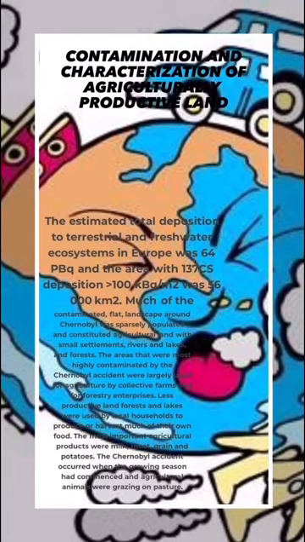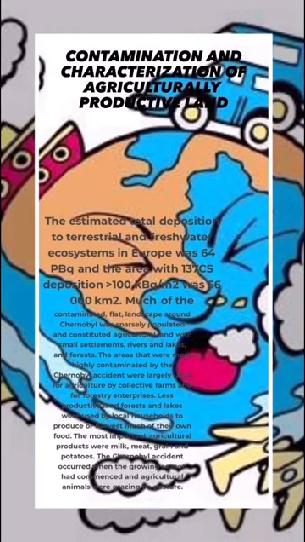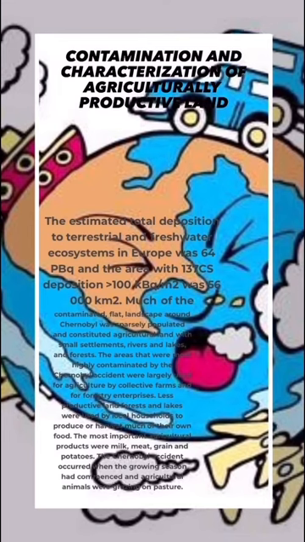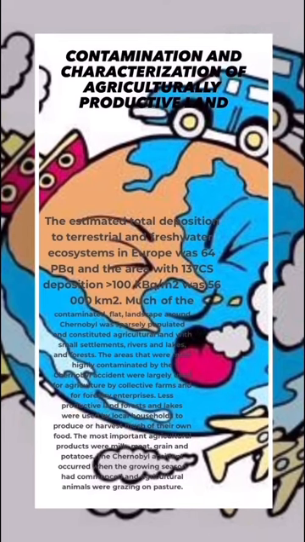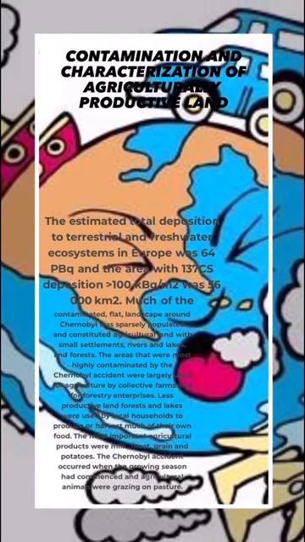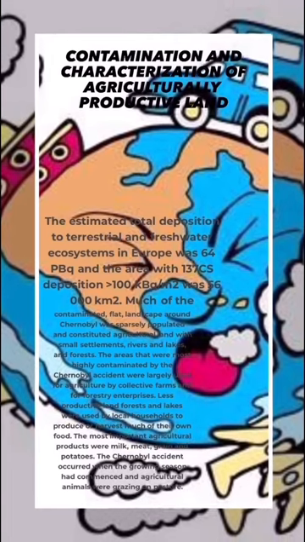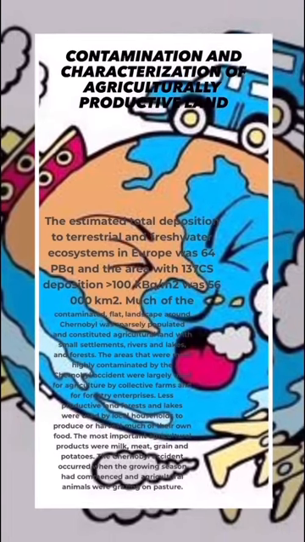The areas that were most heavily contaminated by the Chernobyl accident were largely used for agriculture by cultivation farms and for forestry enterprises. Productive land, forests and lakes were used by local households to produce and harvest much of their own food. The most important agricultural products were milk, meat, grain, and potatoes. The Chernobyl accident occurred when the growing season had commenced and animals were grazing or pasturing.